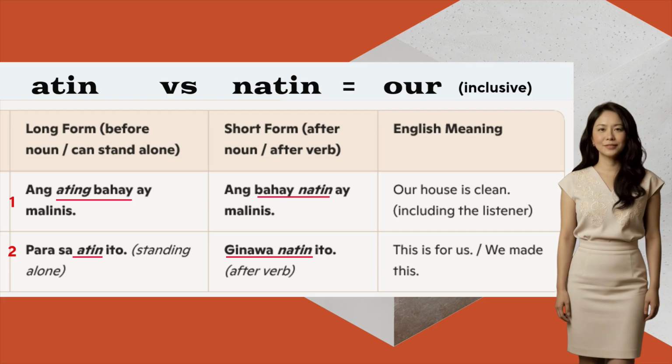sound natural. So our key reminders here: long form, which is atin, before the noun or standing alone, and the short form, natin, after the noun or after the verb. Both forms are inclusive. They include the listener, and the meaning stays the same, but English translations shift depending on the sentence.